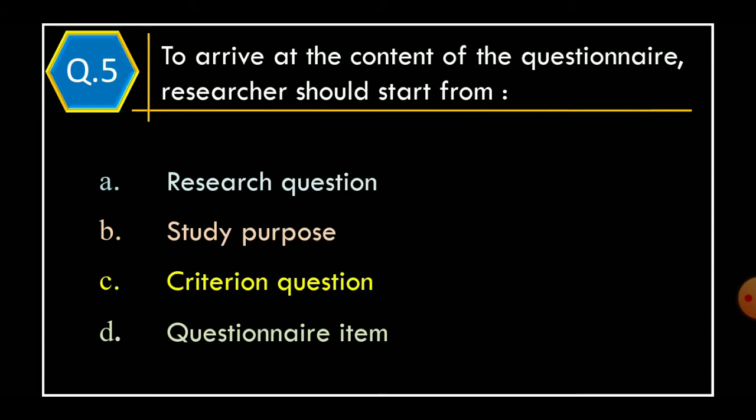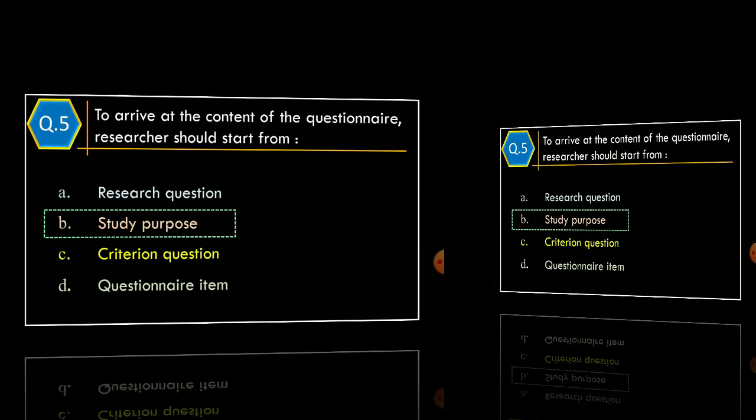Question 5. To arrive at the content of the questionnaire, researcher should start from option A, research question, option B, study purpose, option C, criterion question, option D, questionnaire item. And correct option is option B, study purpose.